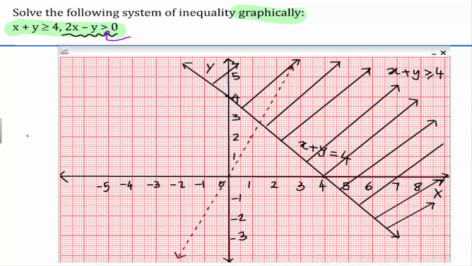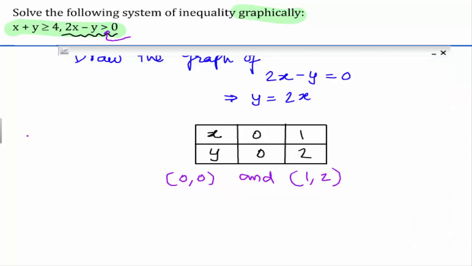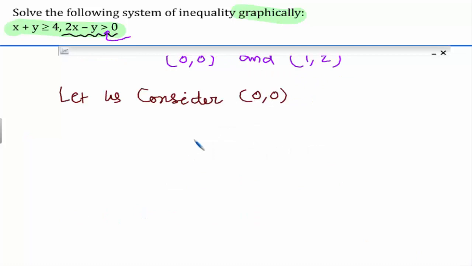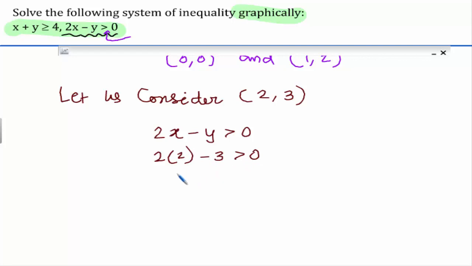Now we have to select the region for this. Now let us consider the origin, and we cannot consider the origin here because the line is passing through the origin. We have to consider any other point. Let us consider 2, 3 and substitute into the inequality. Inequality is 2x minus y greater than 0. If we substitute into this, 2 into 2 minus 3 greater than 0. Here we get 4 minus 3, 1 greater than 0, which is a true statement.